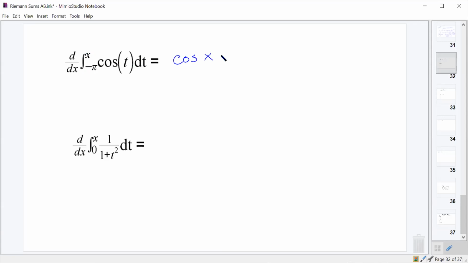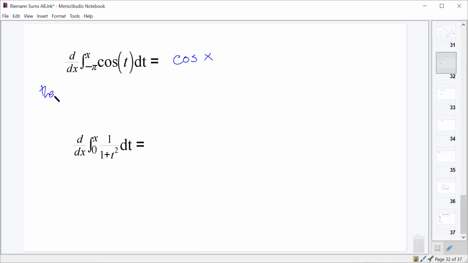Good or no? Wait, so what is the negative pi? What does that mean? It's just a constant. So what it's saying is, so here's what we're going to do. I'm going to write this all out.